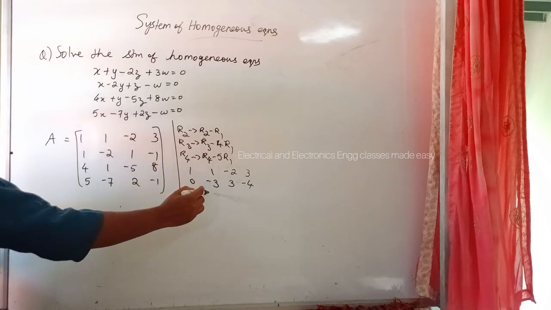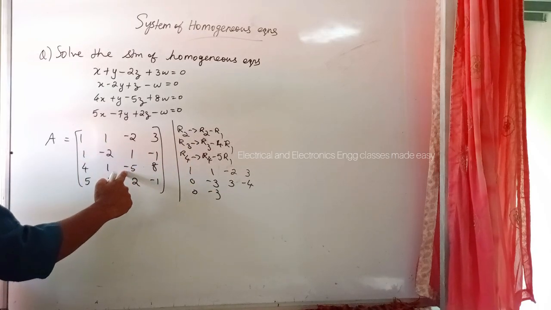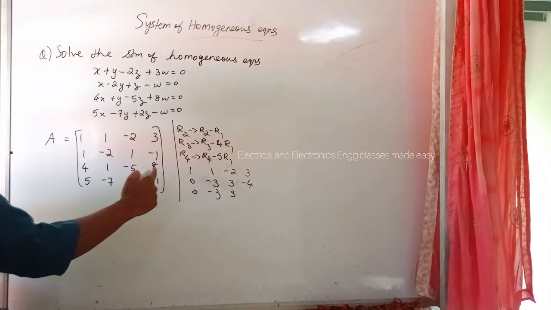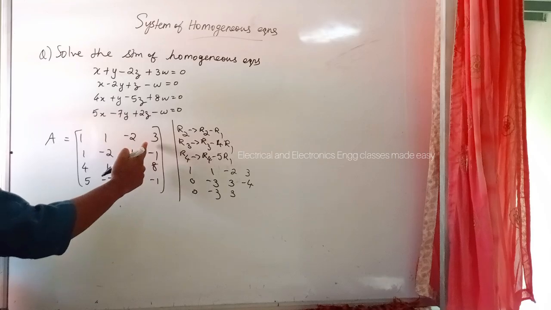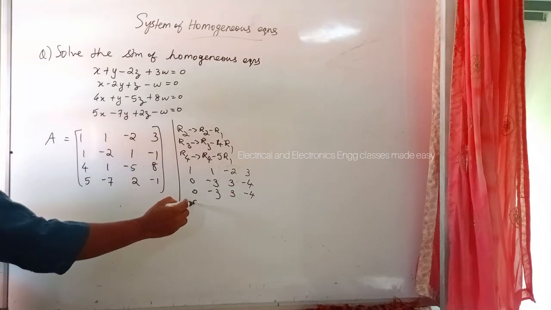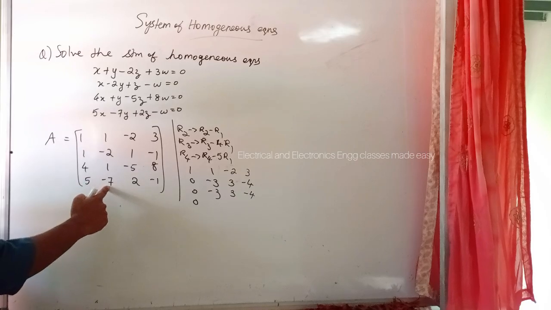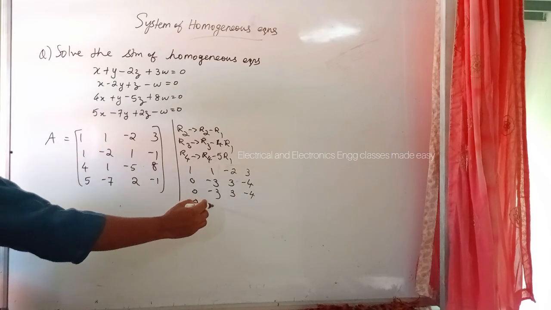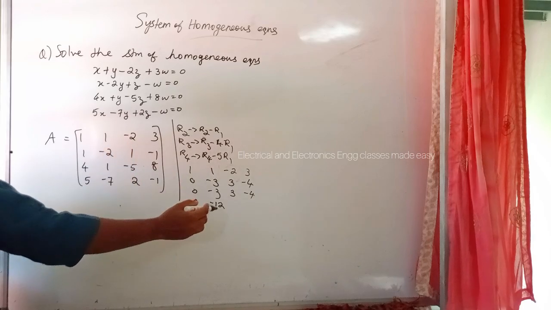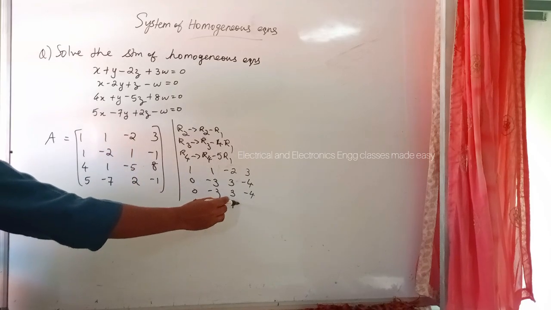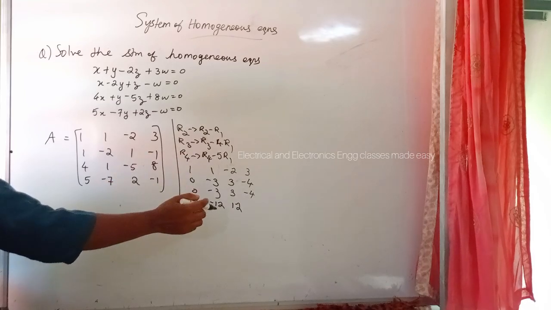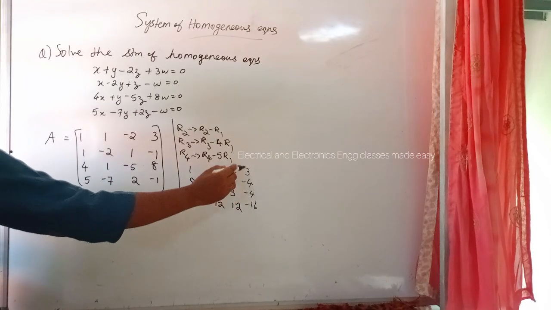1, minus 4, minus 3, minus 5 plus 8, that is 3, then 8 minus 12, that is minus 4, then 0, then minus 7, minus 5, that is minus 12, then 2 plus 10, that is 12, then minus 1, minus 15, that is minus 16.